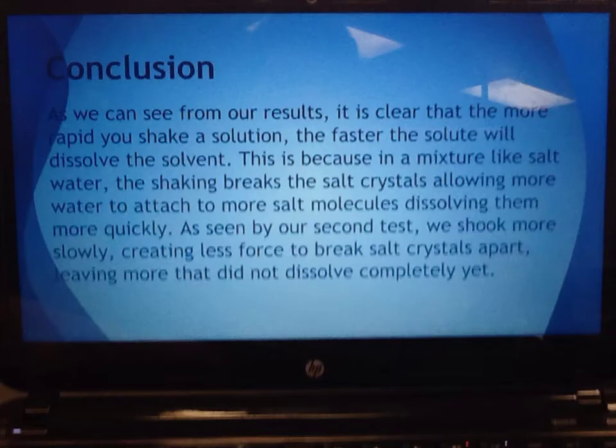Conclusion. As we can see from both of our results, it is clear that the more rapidly you shake a solution, the faster the solute will dissolve in the solvent. This is because in a mixture like salt water, the shaking breaks the salt crystals, allowing more water to attach to the salt molecules, dissolving them more quickly. As seen by our second test, we shook more slowly, creating less force to break the salt crystals apart, leaving more that did not dissolve completely.